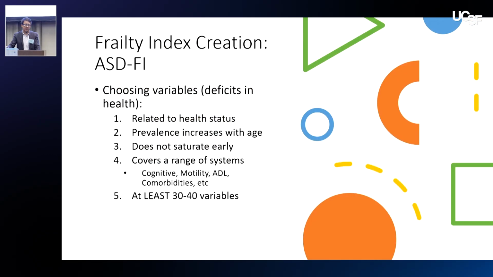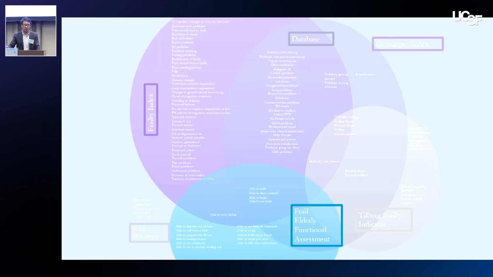The frailty index that the ISSG came up with was the first deformity and spine-specific frailty index. The way this was defined is at least 30 to 40 variables. This is how you select a frailty index in any setting. It has to be related to health status. The prevalence increases with age and doesn't saturate early. And it does cover a wide range of systems, in this case, systems that are specifically important to us as spine surgeons. And this is what it looked like.